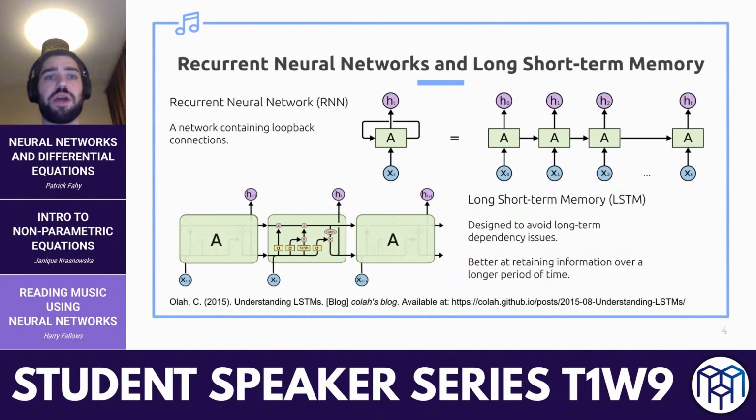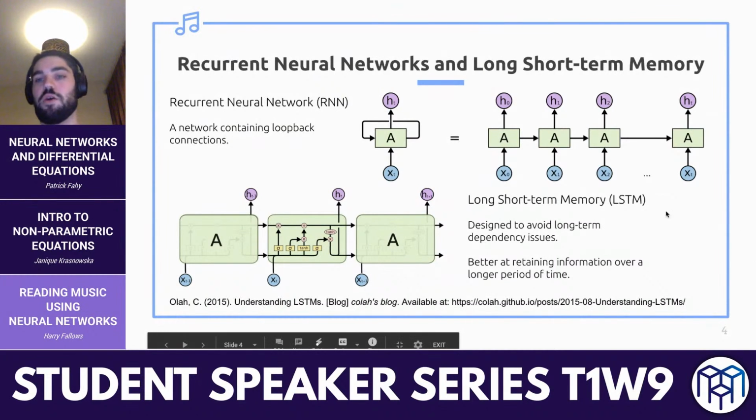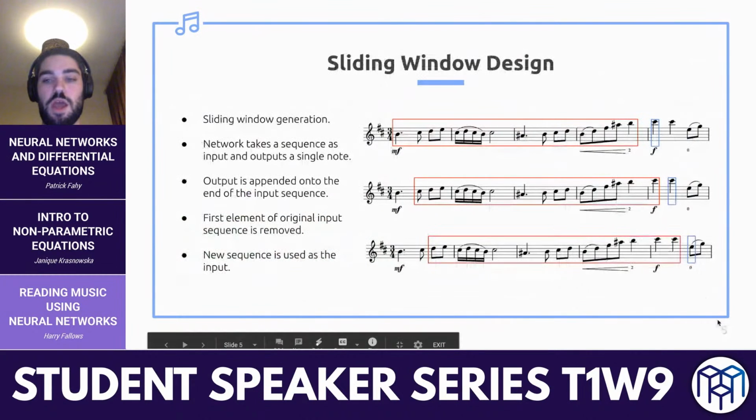It's a type of recurrent neural network that is designed to avoid long-term dependency issues. So it's better at retaining information over a longer period of time. And this is ideal for music because music can be seen as just a time series of notes, and notes later on depend on notes that have happened previously. For example, they'll probably be in the same key. They're not going to be a massive interval apart, that sort of thing.